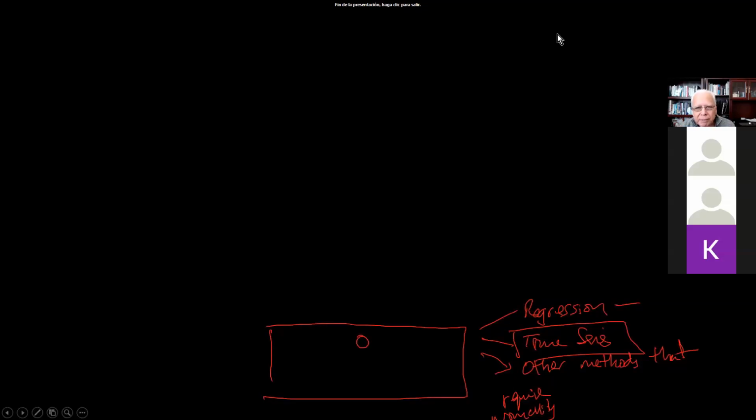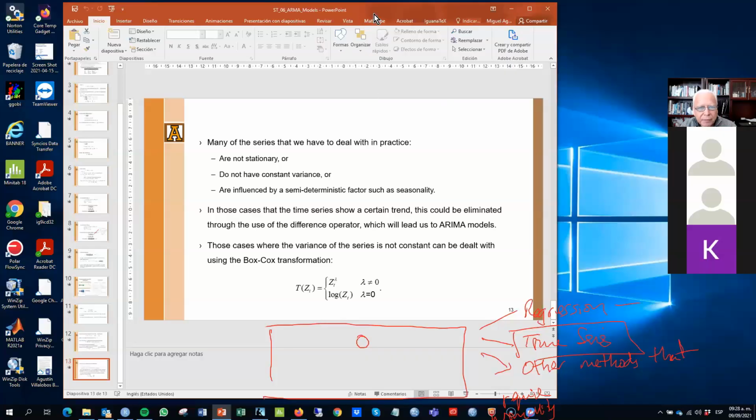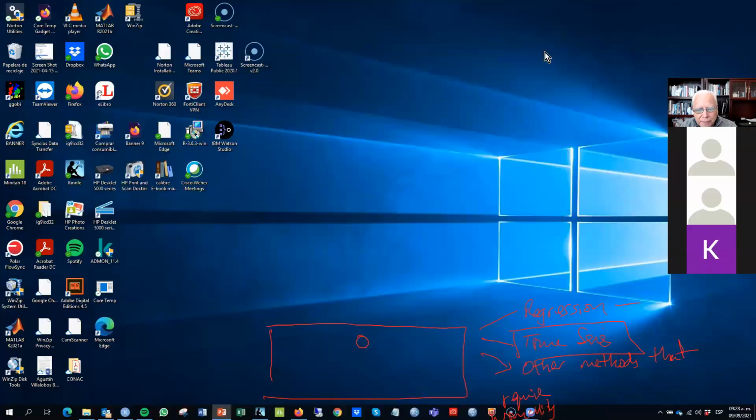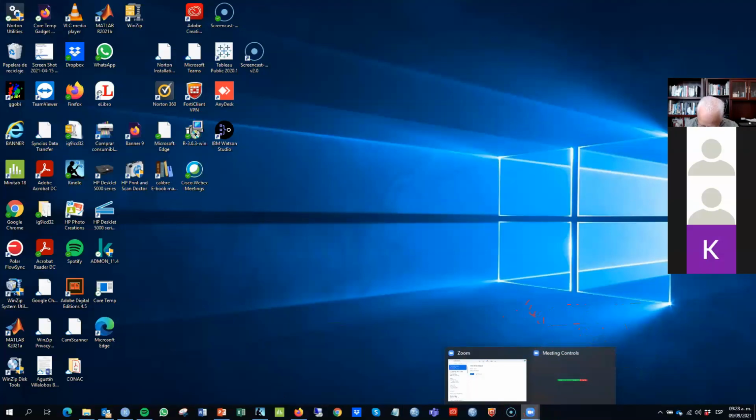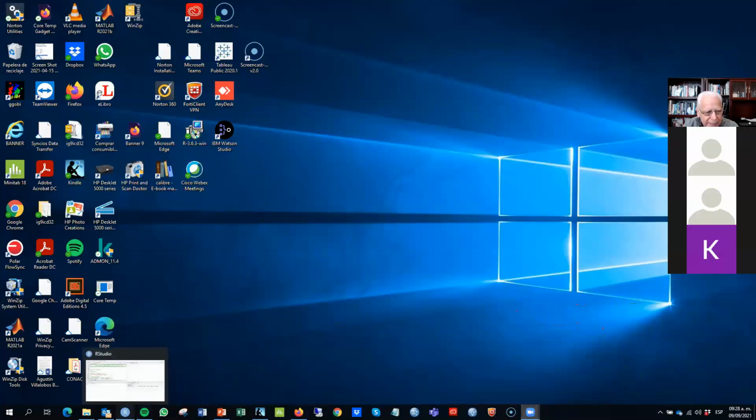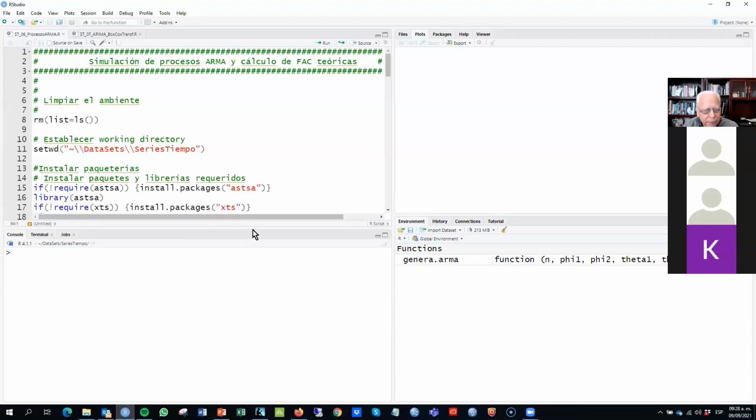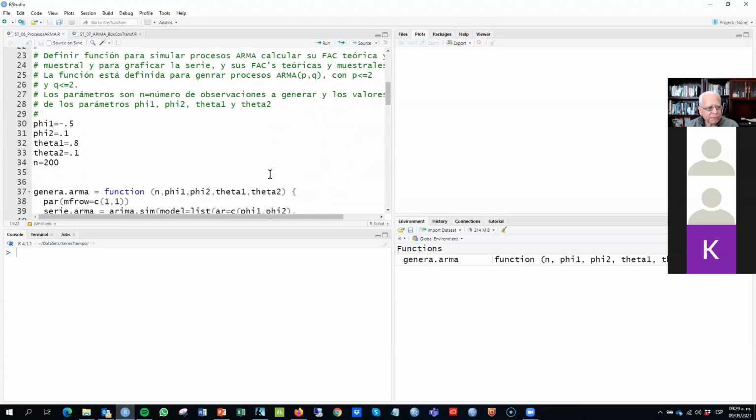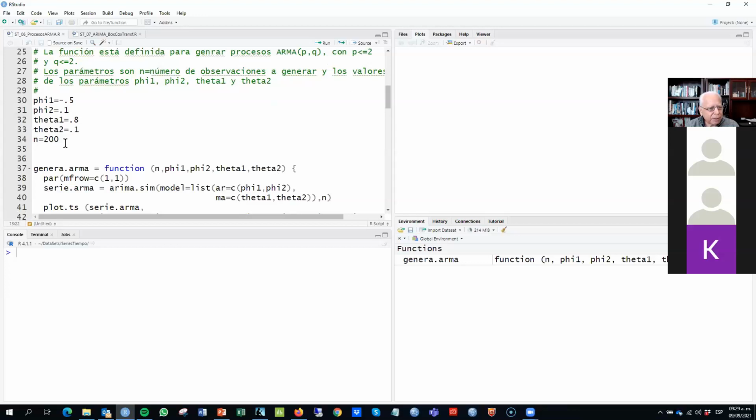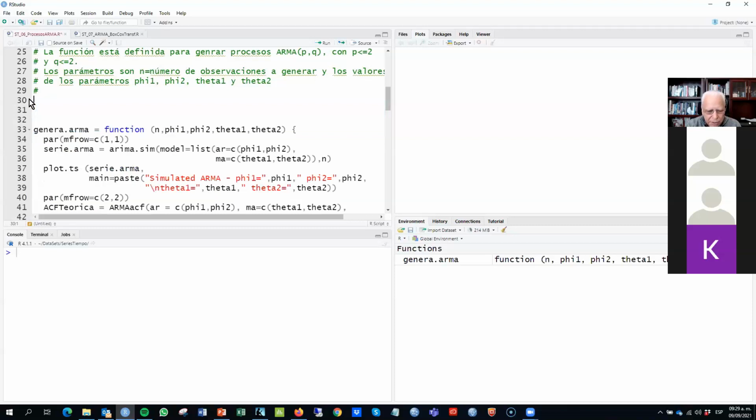Now, the best way to start dealing with these types of models is this script. You already worked with this script before. It's SD06, called Procesos ARMA. Please download the script to your computers, and actually I can remove these lines here. I'm not going to use them.